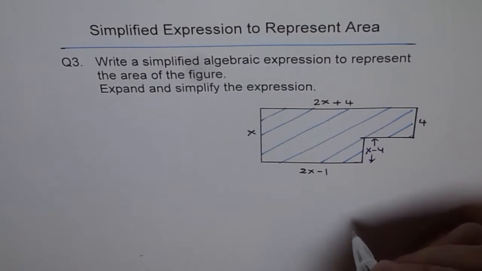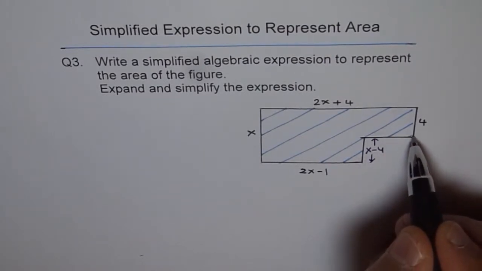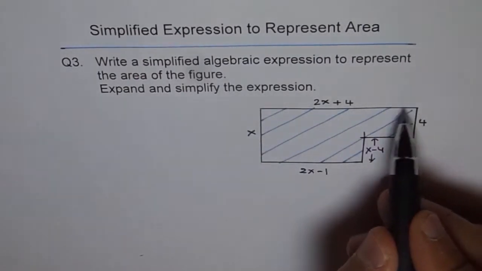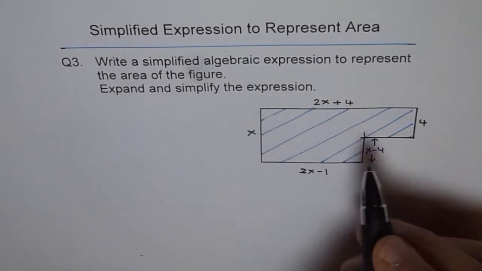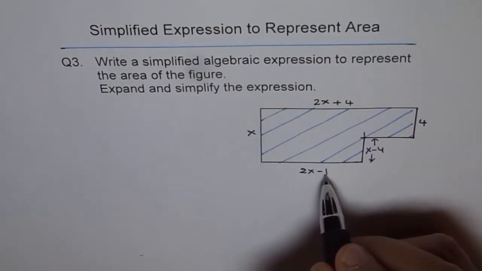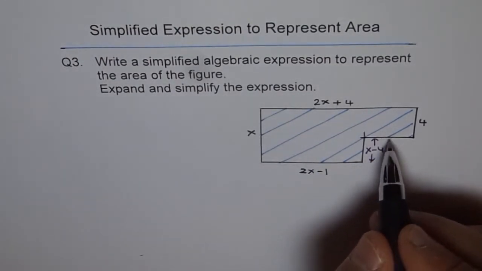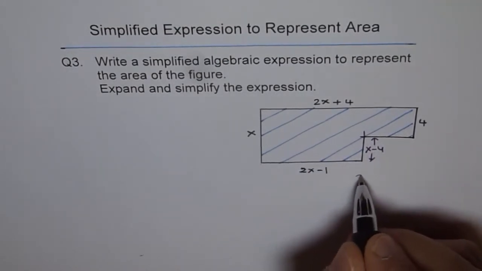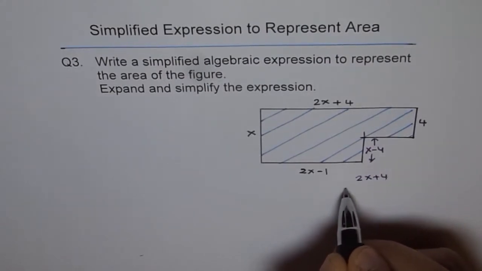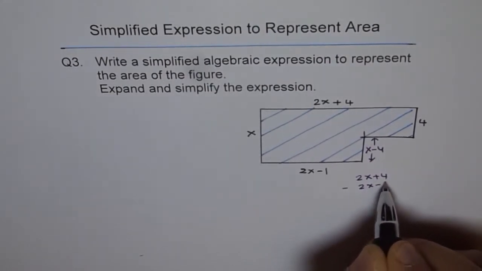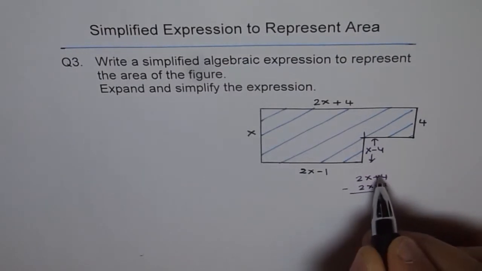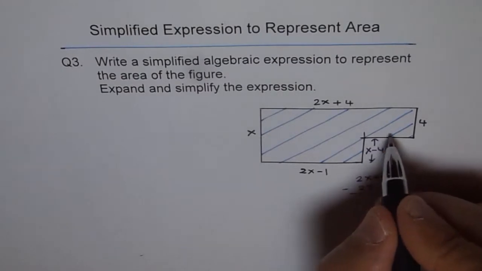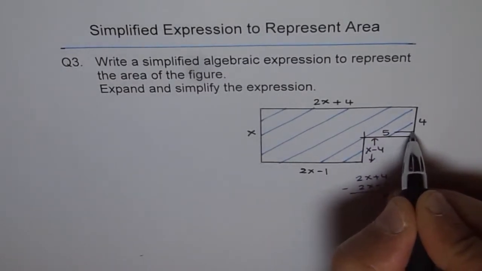This is very important. Similarly, I have not given how much this is from here to here. Now, this big length is 2x plus 4 and this one is 2x minus 1. So how much is this? That is the difference of these two. To find this length, we can do 2x plus 4 minus (2x minus 1). If we subtract them, we get 5. So this length from here to here is 5.